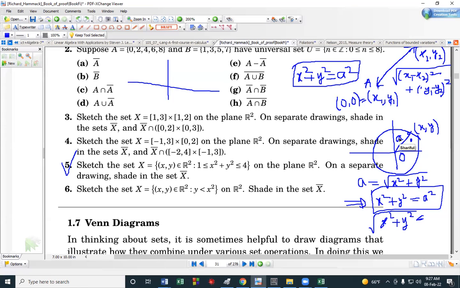Isn't this distance less than this distance a? It is less than this. Right. So if you square it on both sides, you get x square plus y square less than a. So how about if you take a point outside this circle?